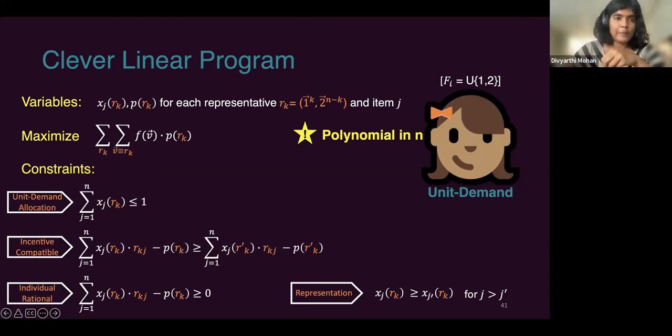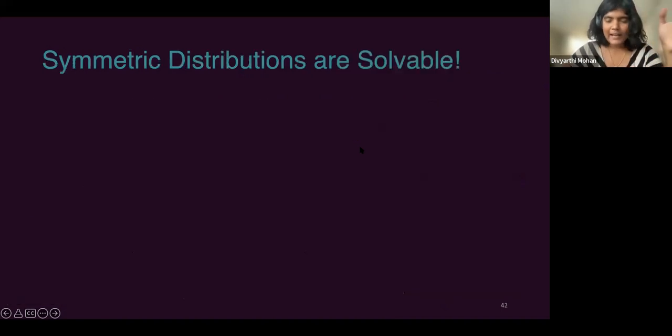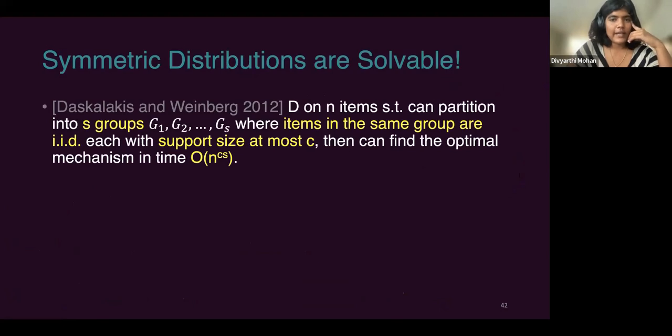I can get the optimal revenue for the original revenue maximization problem for this instance, but I can do this in polynomial time. And this is exactly the spirit of the Daskalakis-Weinberg result in some sense. They consider distributions where the items can be partitioned into S different groups, and within each group, all the items are identical. They are just drawn IID. And the support size of each of the marginals is finite, at most C.